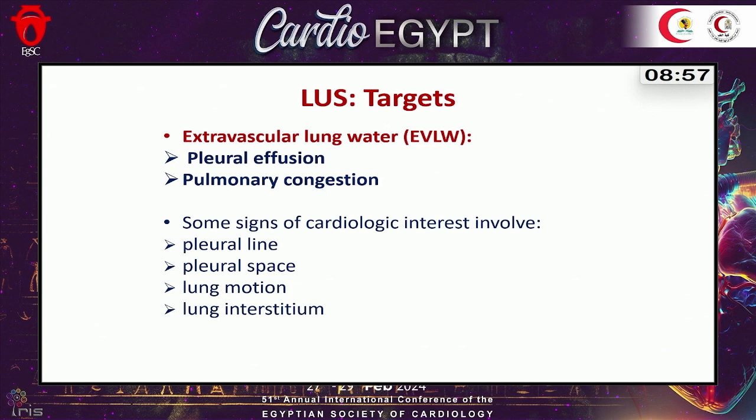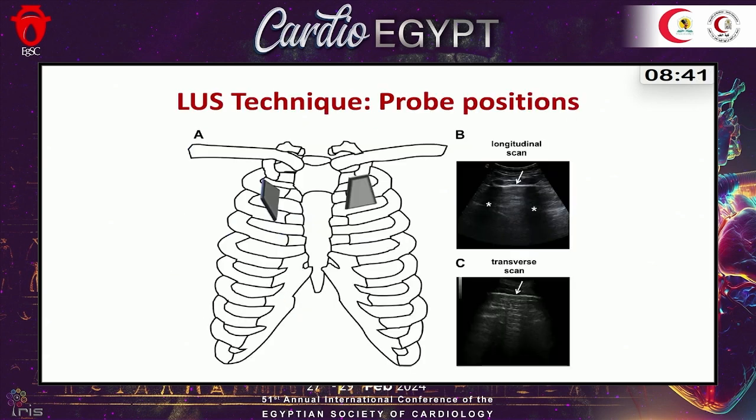What do we target? We search for extravascular lung water, pleural effusion, and more importantly, the pulmonary congestion, and other signs of interest like the pleural line, the sliding motion of the lung, the pleural space, and the interstitium of the lung. So this is the technique.